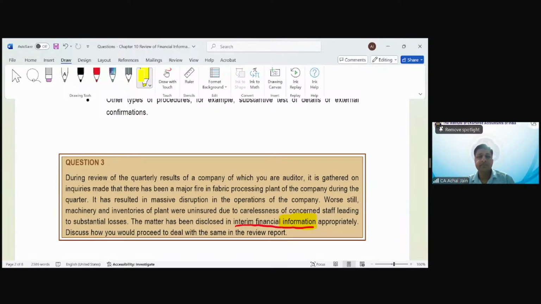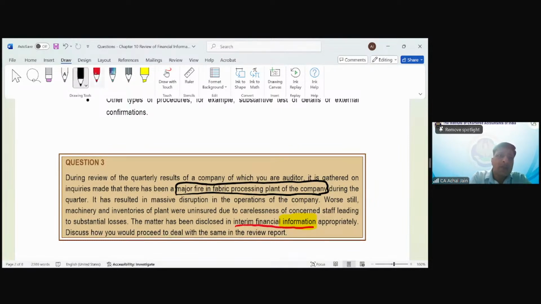Sir, in this case, it is clear that the machinery and the inventories are uninsured, and the total destruction will impact the going concern assumption. Since the fire is very huge and the management is uninsured, the company has to bear the losses, and SRE 2410 will be applicable.